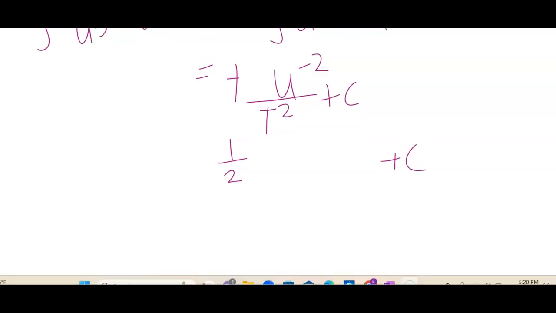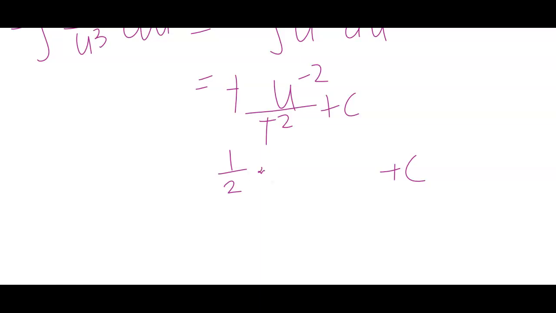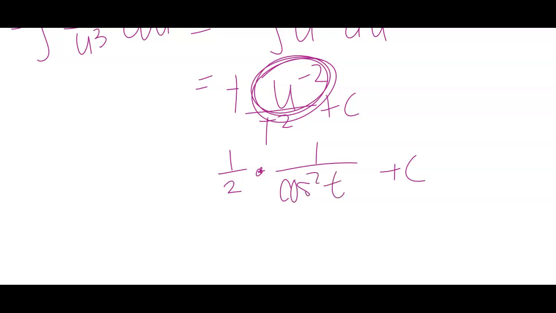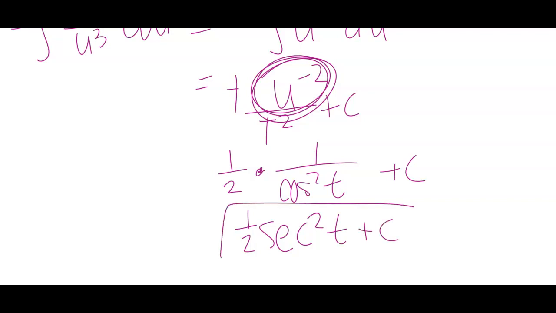All right, let's do this math better. I have u to the negative 2, so I have 1 over cosine squared t. Now that's 1/2 secant squared t plus c, and that right there is what my antiderivative is going to be.